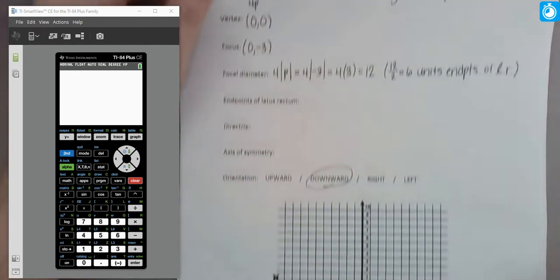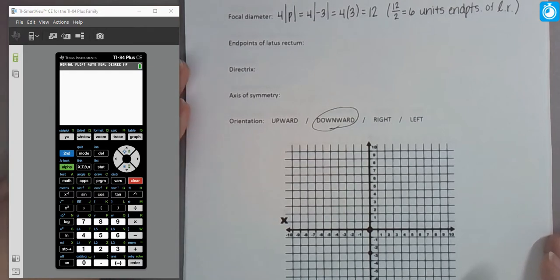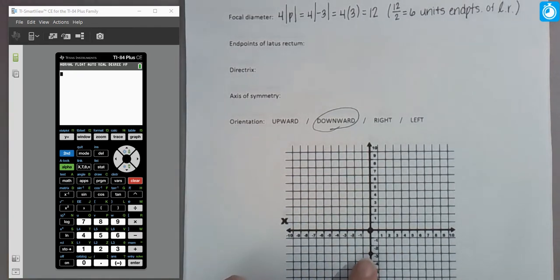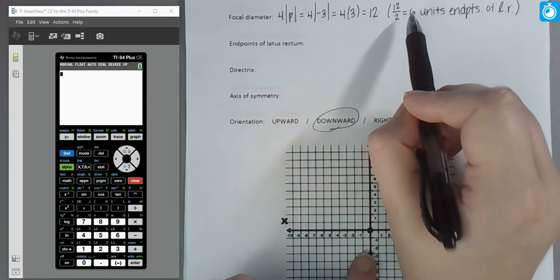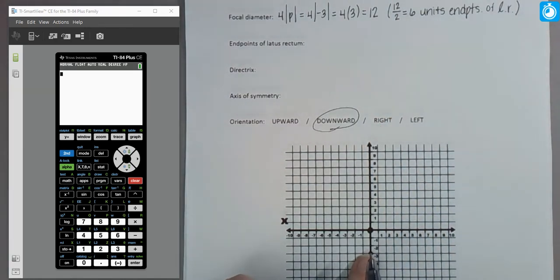It's going to be helpful to look at the graph. We can graph these endpoints and then determine them that way. The general idea is we're not starting at the vertex anymore. We're starting at the focus. From the focus, we have a vertical parabola. That means we travel horizontally to get to the endpoints of that line segment, the latus rectum. We travel 6 units in either direction, so 6 units to the right, 6 units to the left.